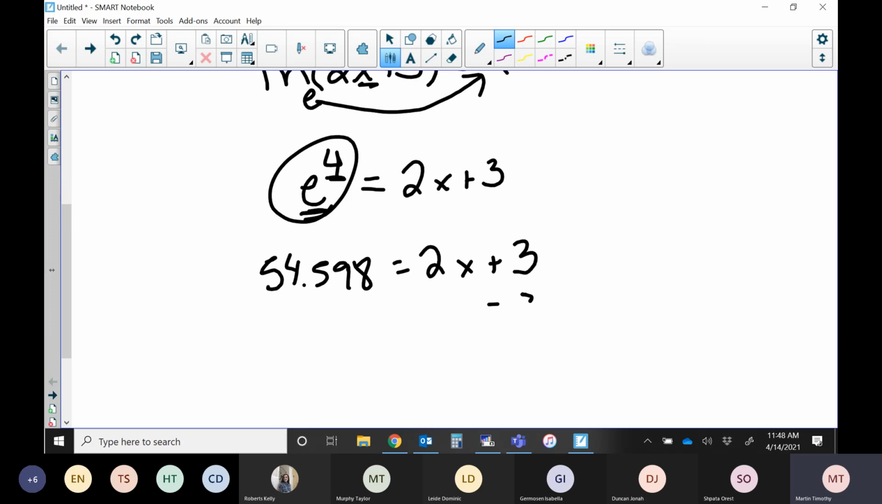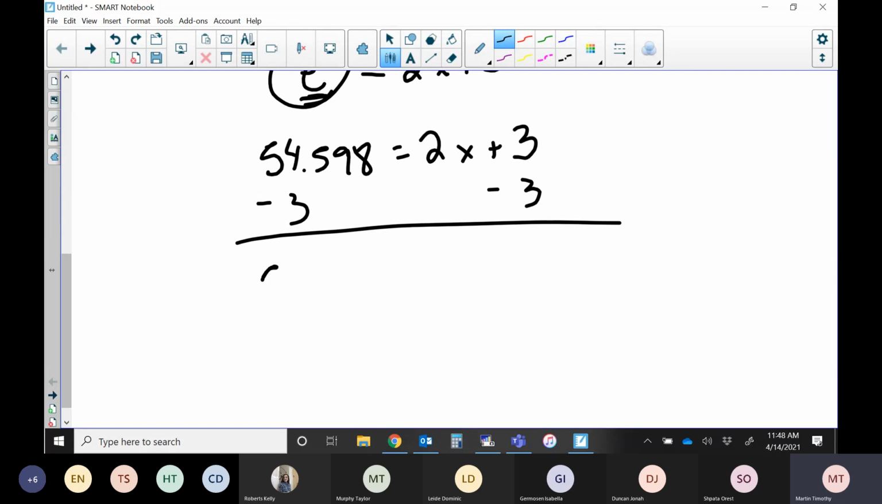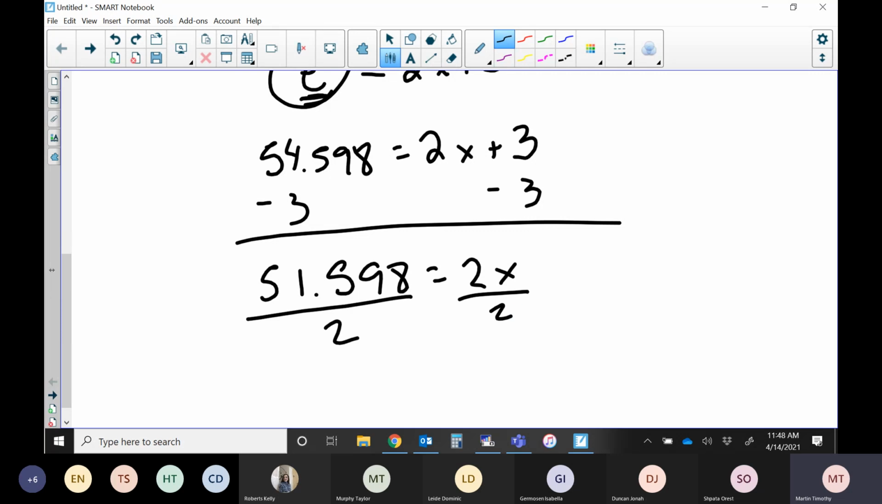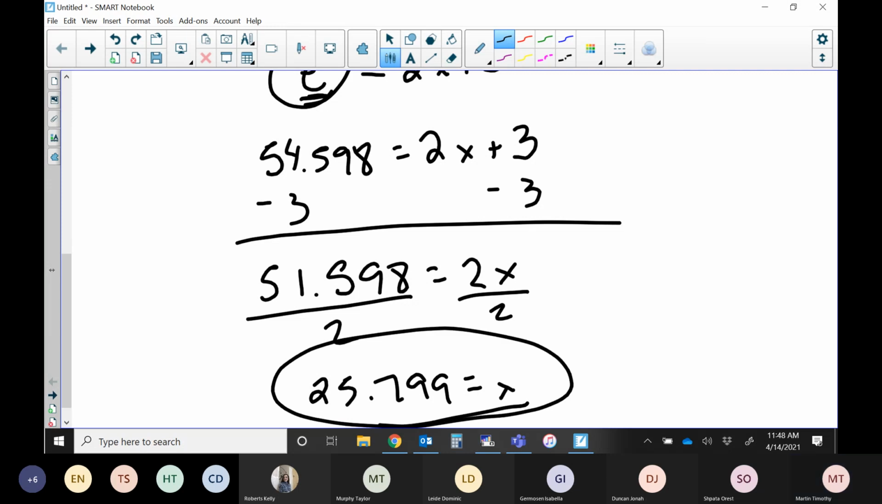I then can subtract 3, I get 51.598 equals 2x. I then divide by 2, and I get 25.799 equals x, and there's my answer.